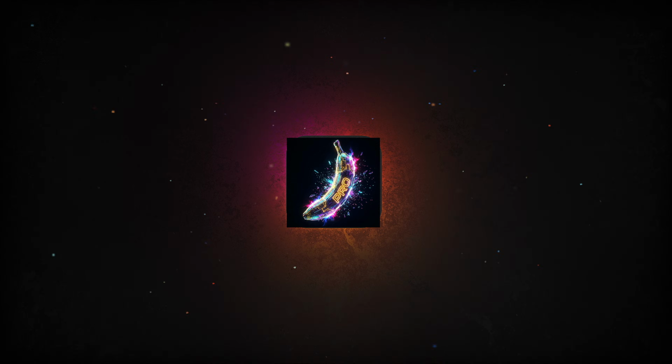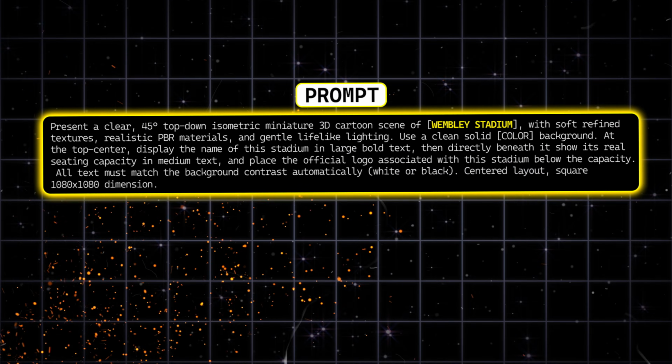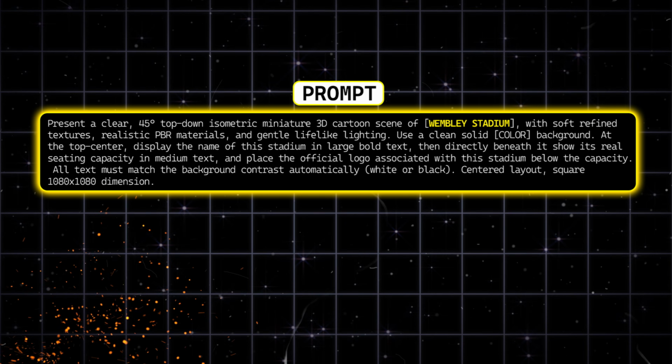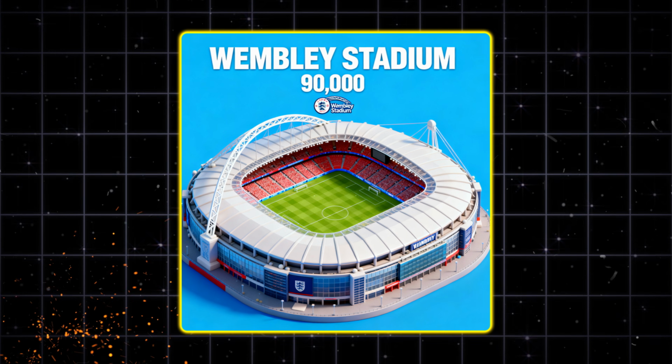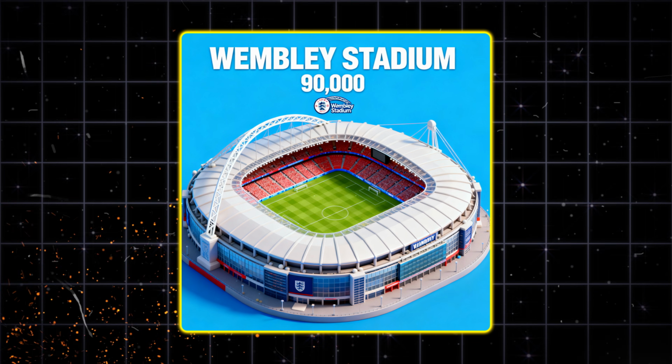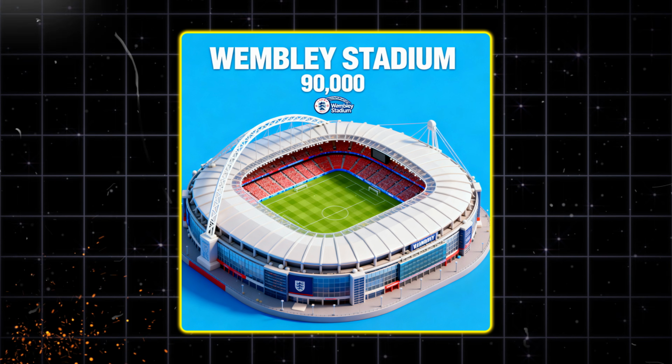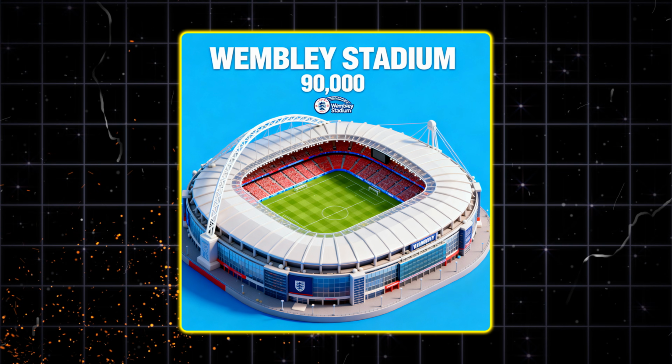Next up is secret prompt number 11. If you use this prompt and just replace Wembley Stadium with any stadium you want, Nano Banana Pro instantly creates this super clean isometric 3D cartoon stadium, which feels like a premium game asset or a sports poster straight out of an animated world.